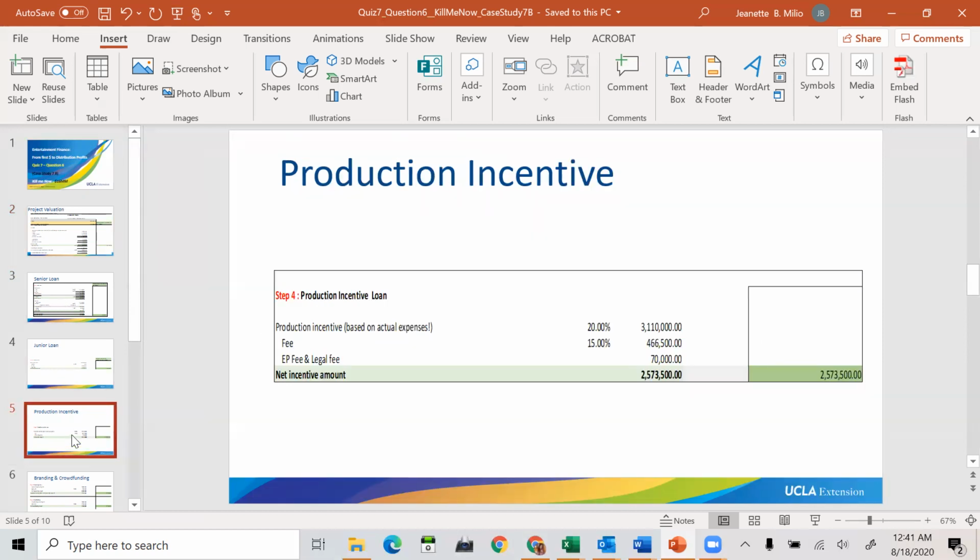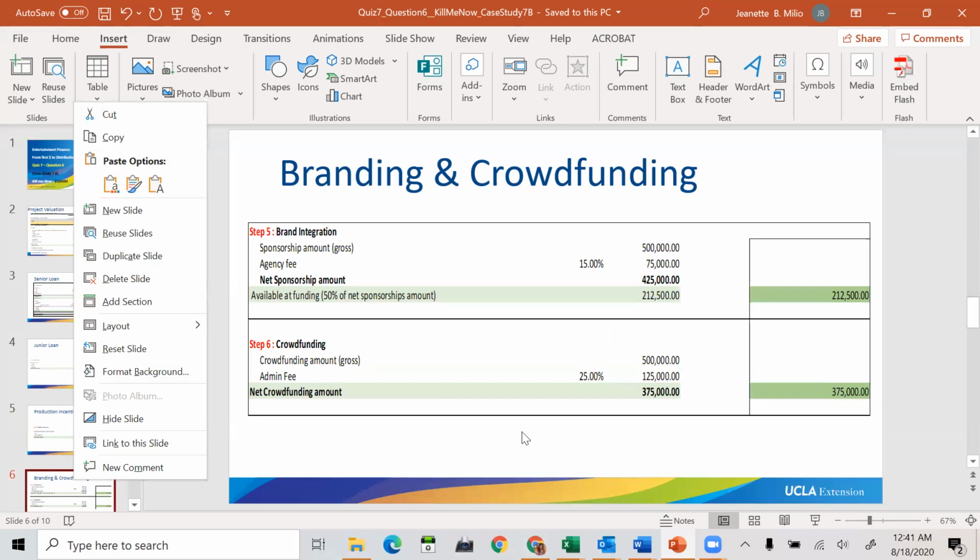15,550,000. So that's the 20% incentive component, because it's based on actual expenses. And since you have certain areas where you're not going to actually spend the money, those will be deducted, and that's why the strike price is lower, and that's why your incentive is lower. So let's take a look at the branding and crowdfunding.